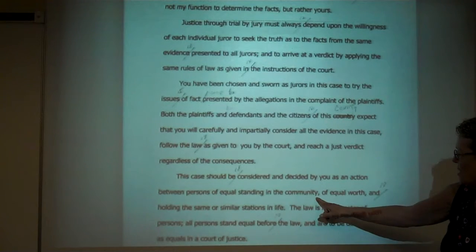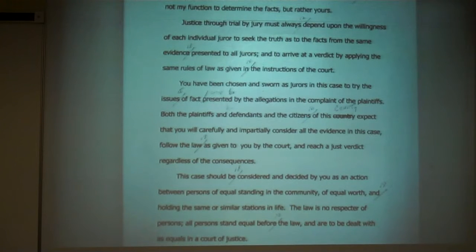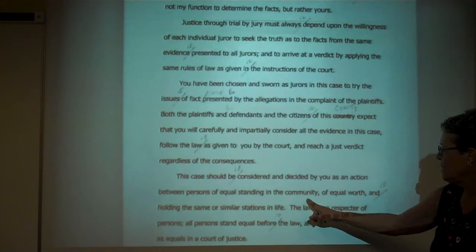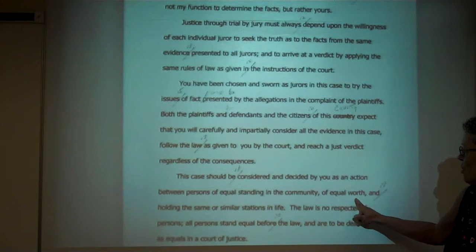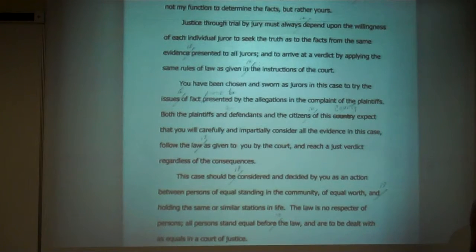And I guess you understand these commas because you've got a list of things. Because the people have equal standing in the community, they have equal worth, and also they're holding the same or similar stations in life. So that's like a list of three things there.